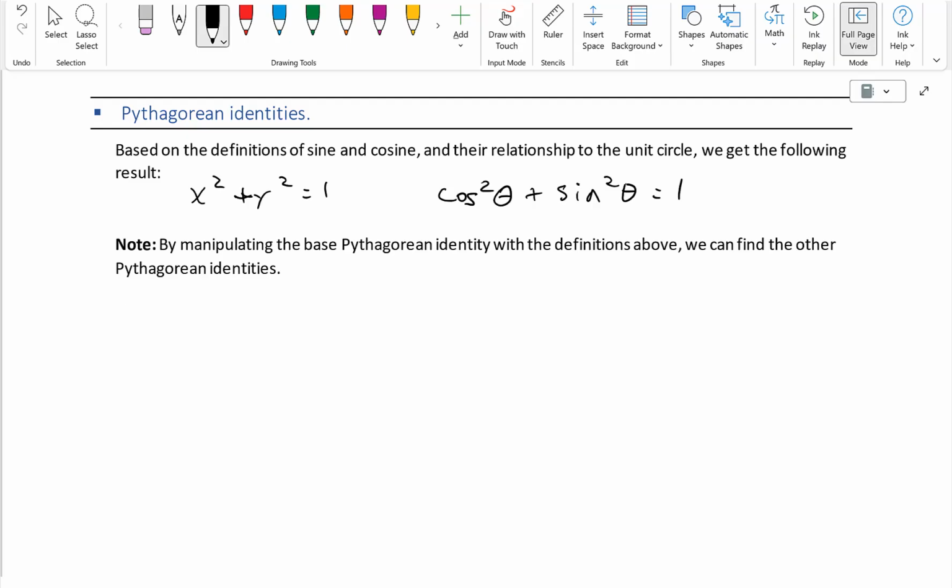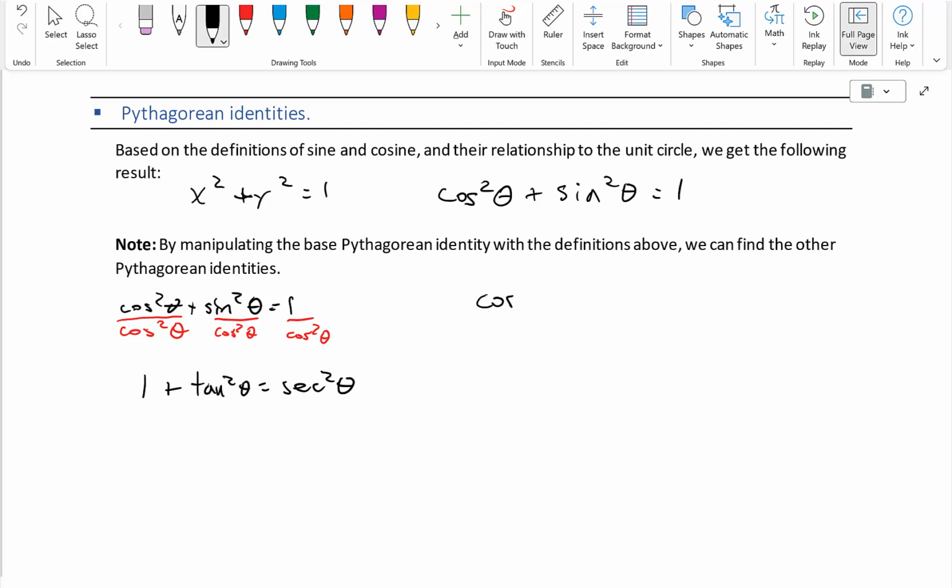So if we start with our base identity, cosine squared theta plus sine squared theta equals 1, and I divide both sides of my equation, every term, by cosine squared theta, cosine squared theta divided by itself is just 1, but sine squared theta over cosine squared theta is tan squared theta, and 1 over cosine squared theta is secant squared theta. So we get 1 plus tan squared theta equals secant squared theta.